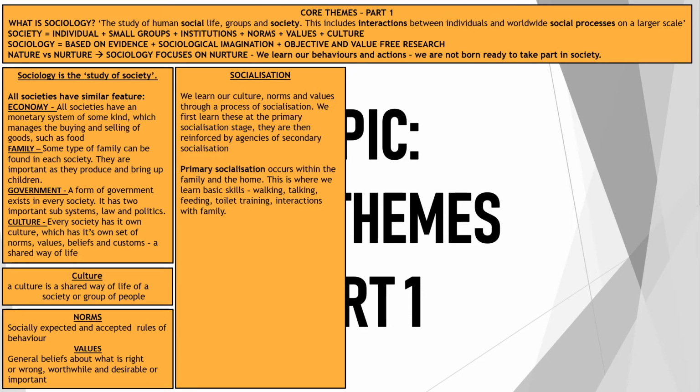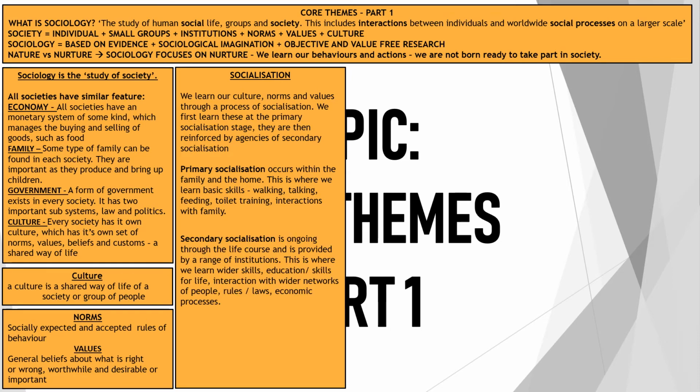Now, primary socialization is the very first stop. When you were born, you're a baby. You can cry, you can poo, you can breathe, and that's about it. Everything else you can do as a human being today, you have had to learn. And you start off by learning this in the family. So you learn the basics: walking, talking, feeding yourself, toilet training, and interacting with family members. When you move on to school, that continues.